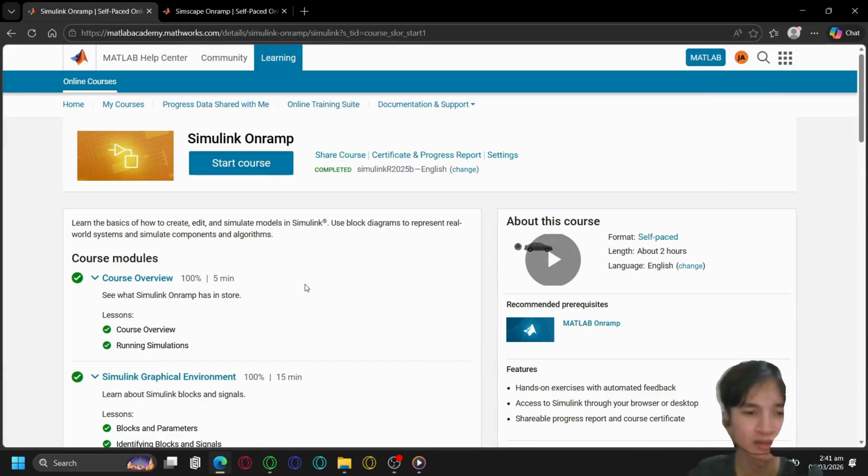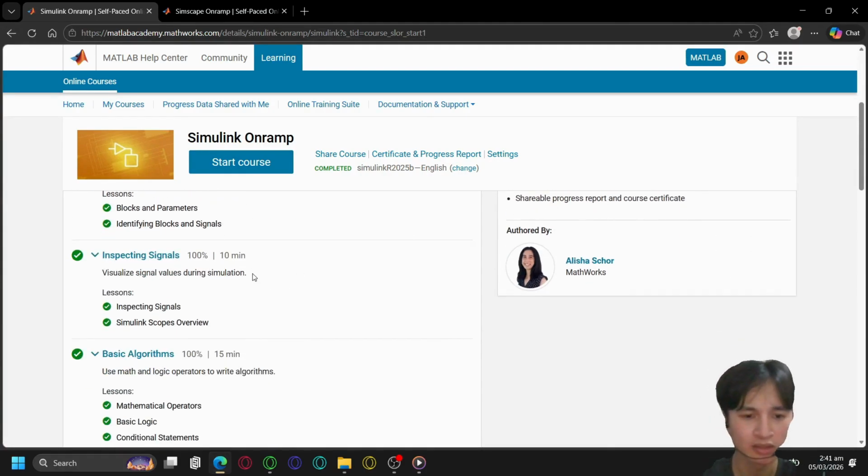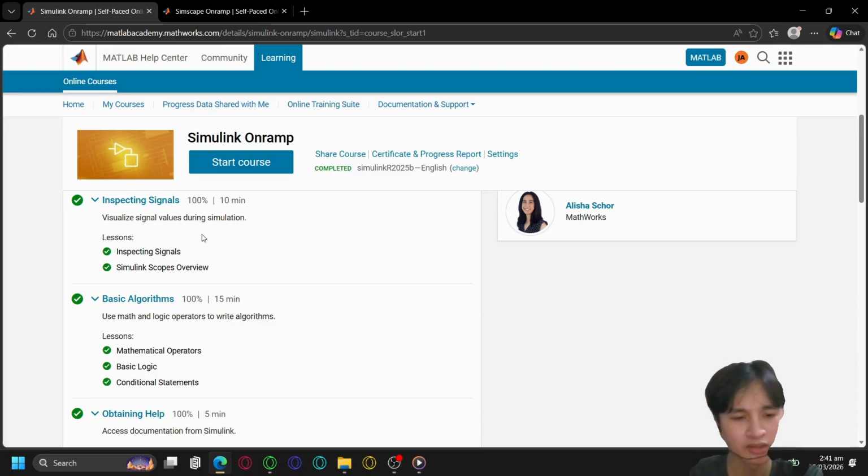Now for the Simulink on-ramp, I learned how to build simulation models using block diagrams instead of writing equations directly. Simulink allows us to represent systems using blocks such as sources, gains, integrators, and scopes. By connecting these blocks, we can simulate how a system behaves over time. I'll show more of that later.